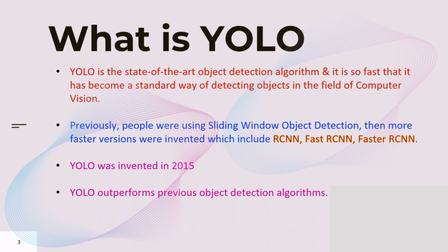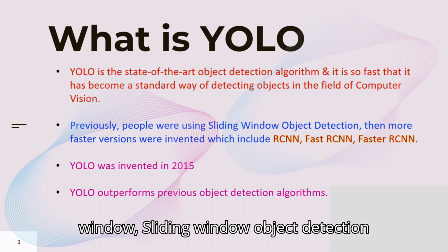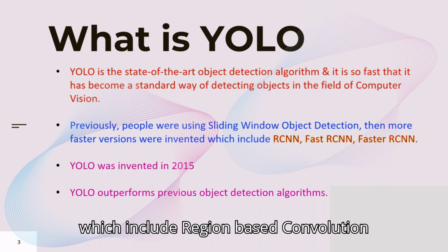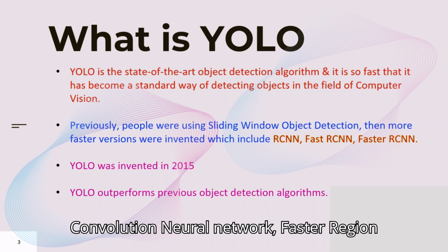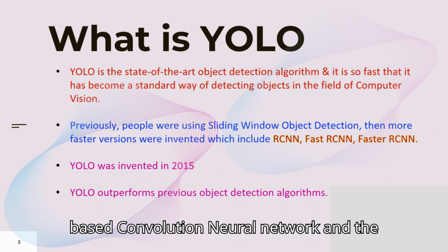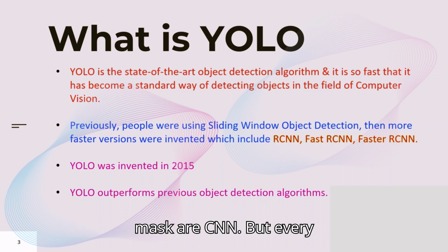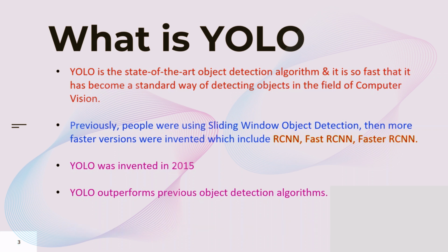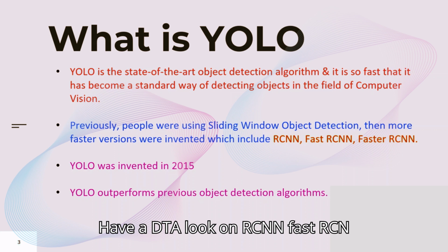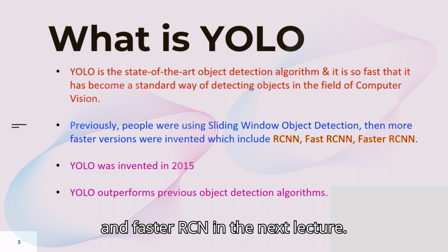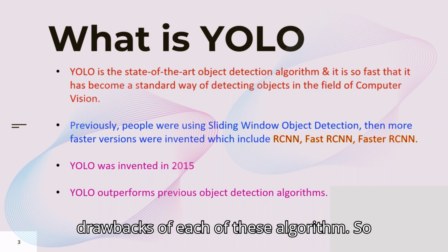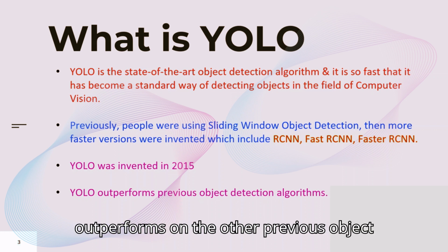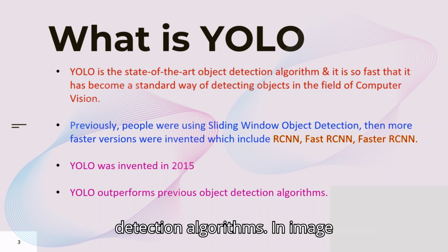Before YOLO, people were using sliding window object detection. Then faster versions were invented, which include region-based convolution neural network, fast region-based convolution neural network, faster region-based convolution neural network, and the mask RCNN. But each of these algorithms had some drawbacks and some key takeaways. We will have a detailed look at RCNN, fast RCNN, and faster RCNN in the next lecture. From there you will get what the drawbacks of each of these algorithms are. So YOLO was invented in 2015. YOLO outperforms all the other previous object detection algorithms.